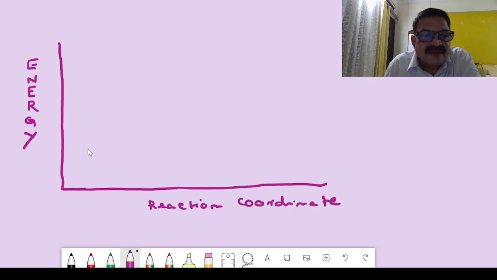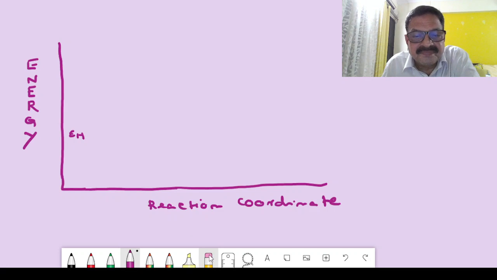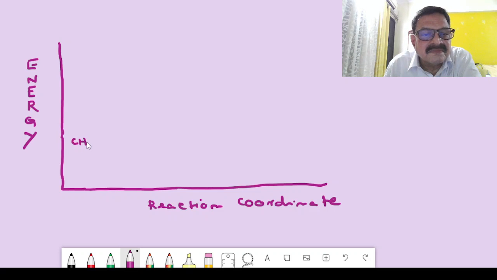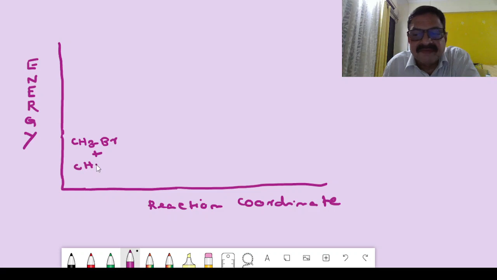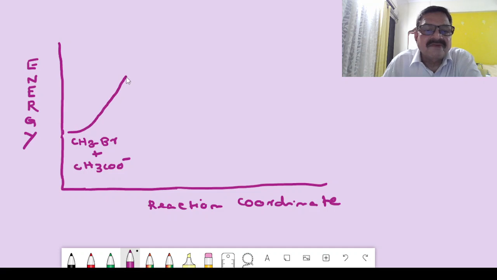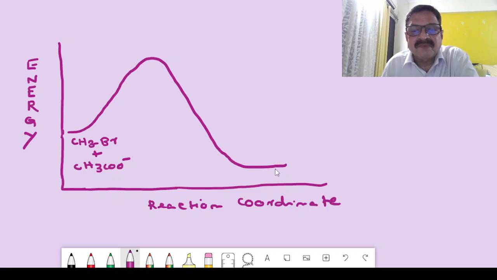Okay, so here we have the reactants. Assuming this is the point here, that is the bromomethane plus acetate anion. So this is the energy level of the reactants. This is going up like this, and it will come down like this. You see here, these are the products.